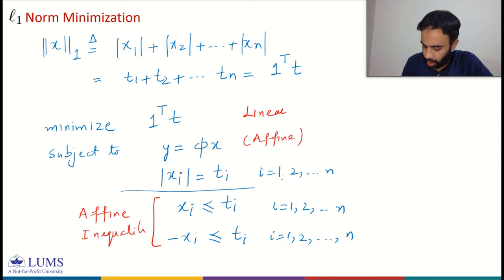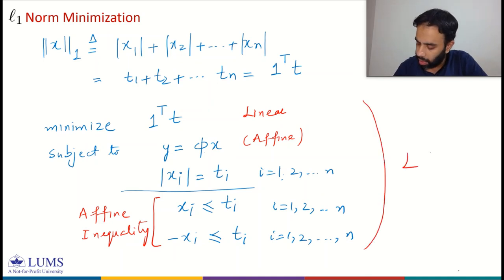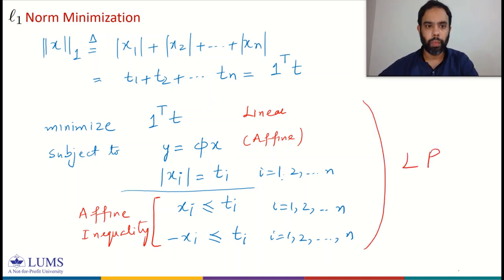So that's how we can solve the L1 norm minimization problem subject to the measurement model as a simple linear program, LP. We yet need to answer how a solution of L1 norm minimization is also a solution of L0 norm minimization. To answer this question, we quickly review the geometric interpretation of L1 norm minimization.